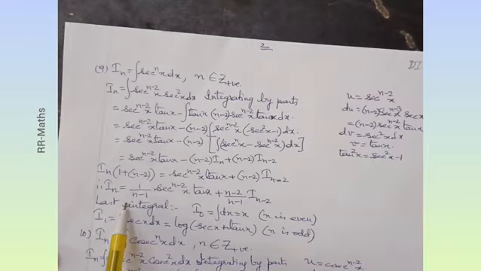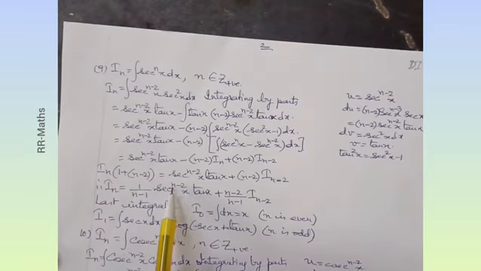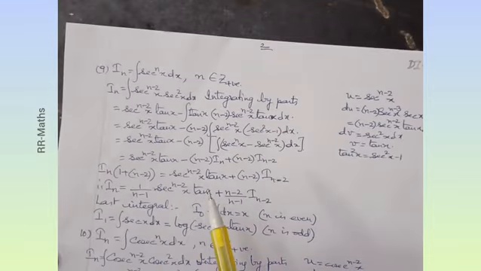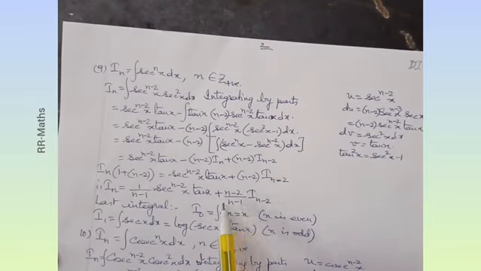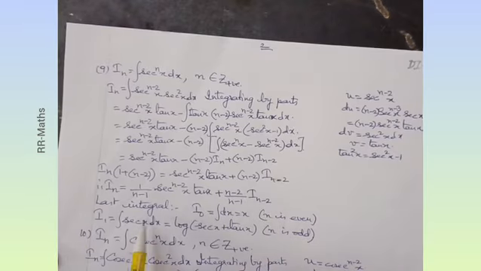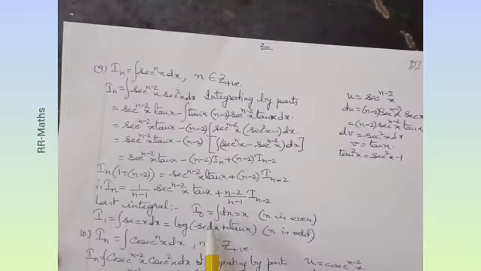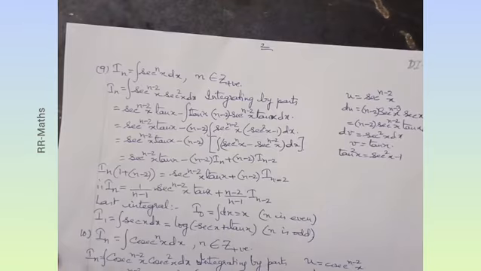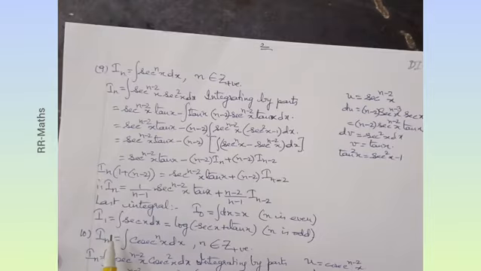So I get In is equal to 1 by n minus 1 secant to the power of n minus 2x tan x plus n minus 2 by n minus 1 I n minus 2. The last integral when n is even is I naught, which will give you integral dx, which is x, and when n is odd it will be I1, which is equal to integral of secant x dx. On integration will give you log of secant x plus tan x.